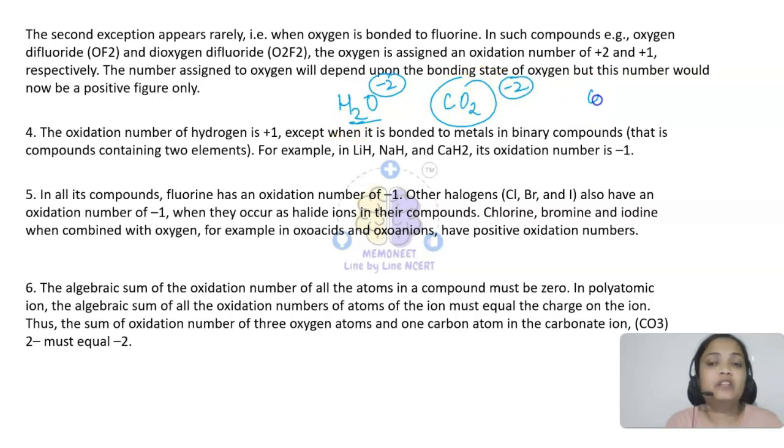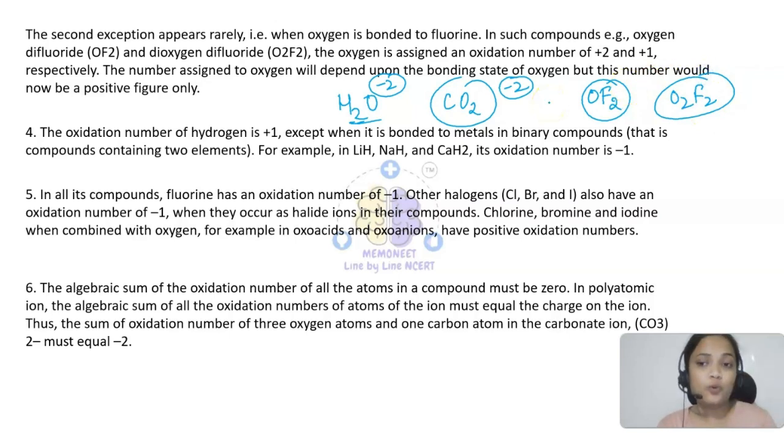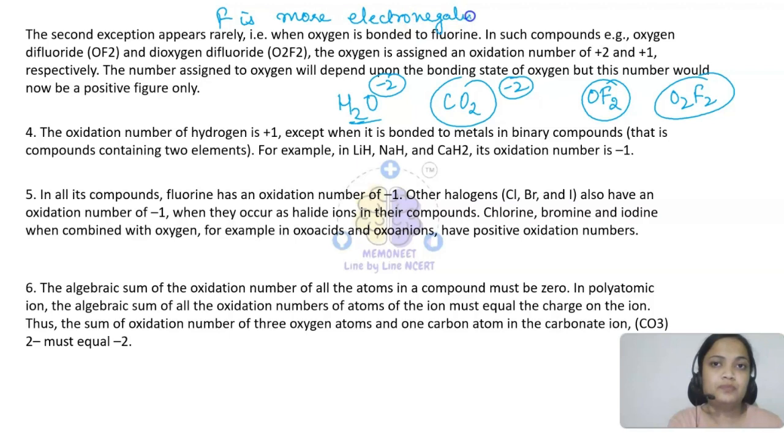But let's say it is combined with fluorine, like oxygen difluoride or dioxygen difluoride. In that case, fluorine is the one which is more electronegative, okay? Fluorine is more electronegative than oxygen. So in that case, what will happen? The fluorine will be the one getting an oxidation number of -1. So if fluorine is having -1, oxygen will have +2 in this case and +1 in this case.